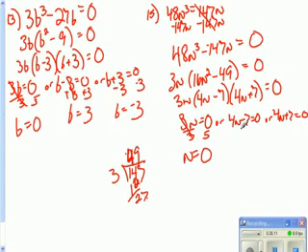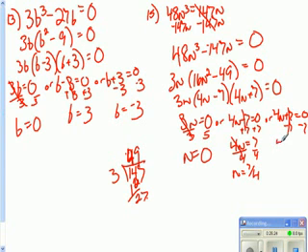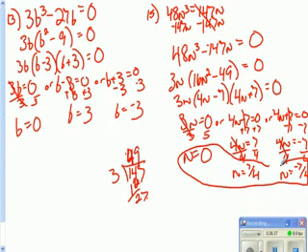N is 0. Add 7. 4n is 7. Divide by 4. N is 7 over 4. Over here, subtract 7. 4n is negative 7. Divide by 4. N is negative 7 over 4. So again, all three of these are my answers. And that is the end of section 9.5.